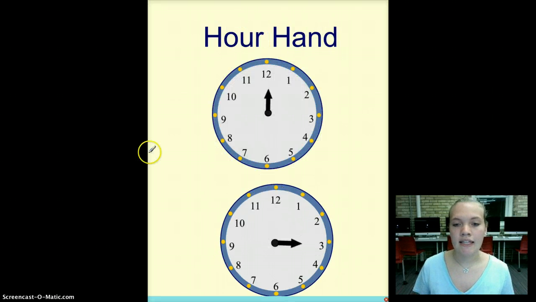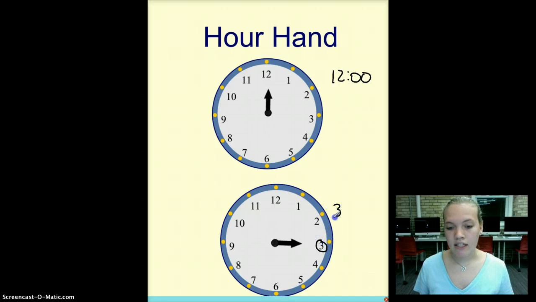So first, let's look at the hour hand. In this clock, the hour hand is pointing to the 12. So we know that it is 12 o'clock. In this picture, the hour hand is pointing straight towards the 3. So we know that it is 3 o'clock.